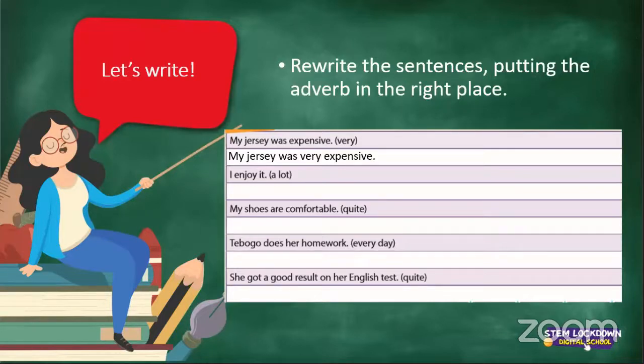Okay, the next one. I enjoy it, and your adverb is a lot. Quickly write the sentence for me. Where will you put that adverb? Good praise, you are so fast. Good Neo, good Zara. Zara, I want you to write the whole sentence for me. Okay, there we go. I enjoyed it a lot.